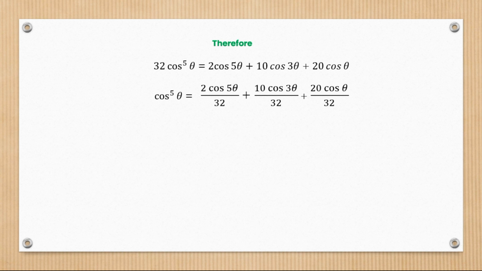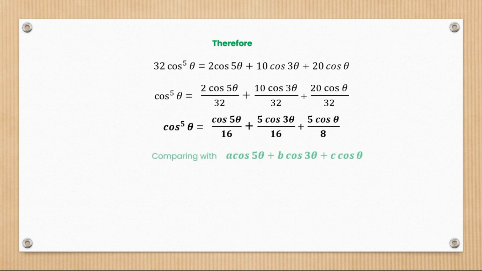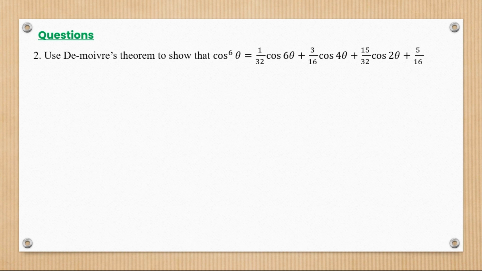When we reduce the values on the right hand side, we know 2 over 32 is the same as 1 over 16, 10 over 32 is the same as 5 over 16, and 20 over 32 is the same as 5 over 8. And that is how it looks in the most simplified way. If we compare this with what we had been given in the question, we can see that A is 1 over 16, B is 5 over 16, and C is 5 over 8.